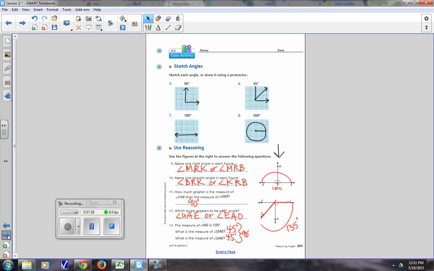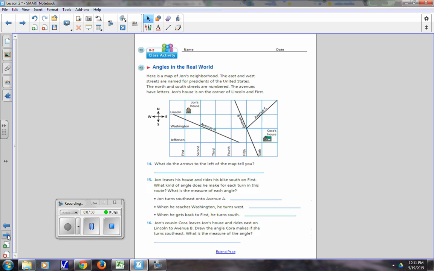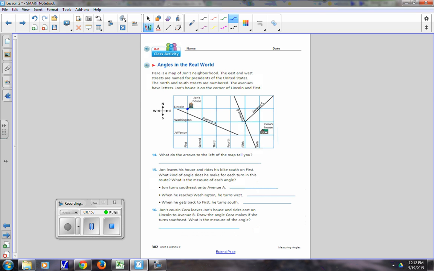All right, looking at the last page that we've got here. We're going to kind of use some of these angles in the real world. Here's a map of John's neighborhood. The east and the west streets are named for presidents of the United States. The north and south streets are numbered. The avenues have letters. John's house is on the corner of Lincoln and First Street. So let's find Lincoln and First Street. So here it is right here. That's John's house.